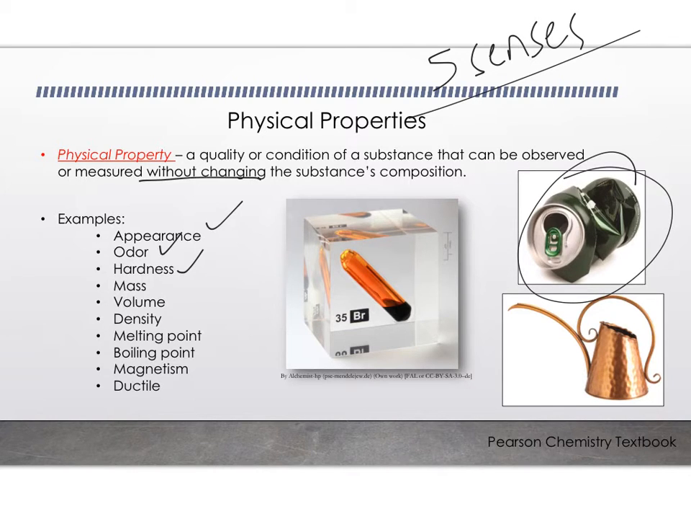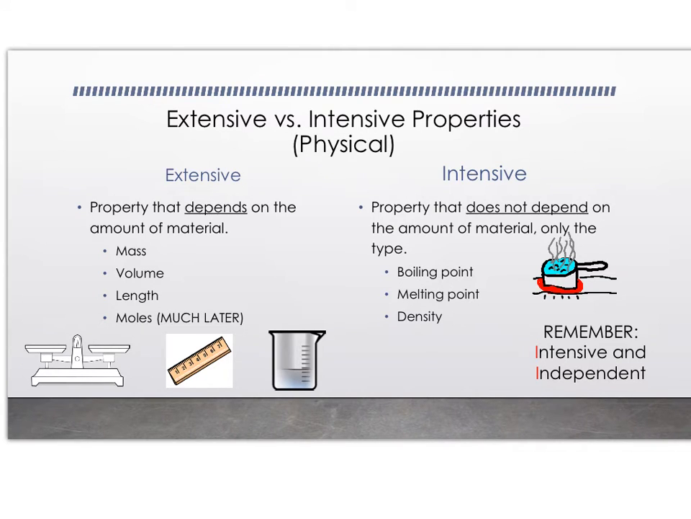You can also describe its hardness. You can tell me how much mass it has, how much volume it has. Then you can describe its density, which we'll talk about later. Melting point, boiling point, magnetism, and ductility, that's being able to be drawn through a wire. All of those are describing the physical properties of something because you are physically describing it. You are not changing its substance or what it's composed of because nothing is chemically reacting. Physical properties can be further divided into whether they are extensive or intensive, and you must know the difference between an extensive and an intensive physical property.